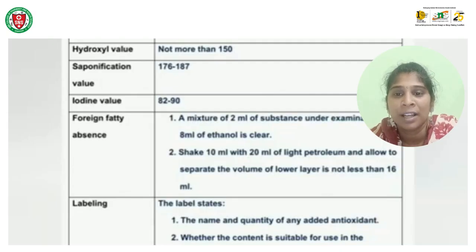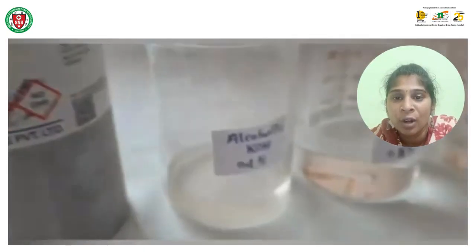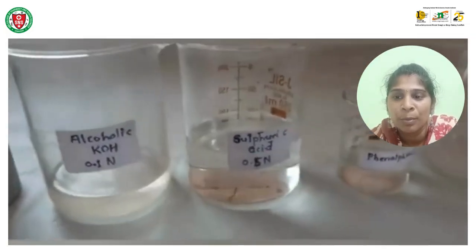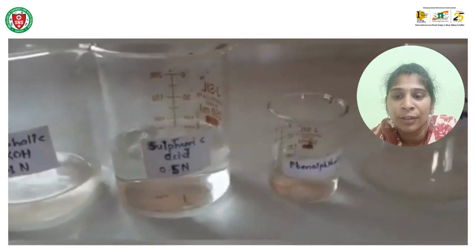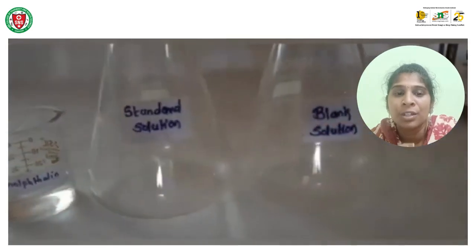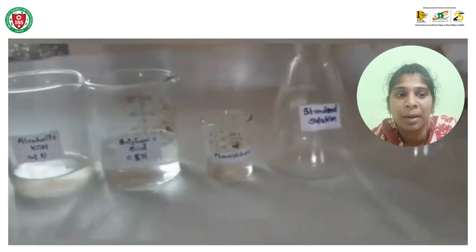So the description has been given, and you can go through it to see what the saponification value is. The requirements are alcoholic potassium hydroxide 0.1 N, ethanol and sulfuric acid 0.5 N, phenolphthalein as indicator, and two clear conical flasks, one for the standard solution and one for the blank solution.